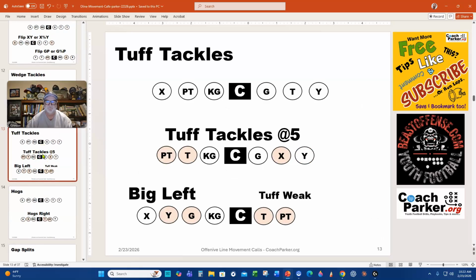The other deal we have with our tackles, we call them tough tackles, so we can move them at the hole. So I'd move tough tackles at 5, so they come over here. Or if we're overloaded in a big left, we could say tough to the weak, tough to the right, and they come over like that.